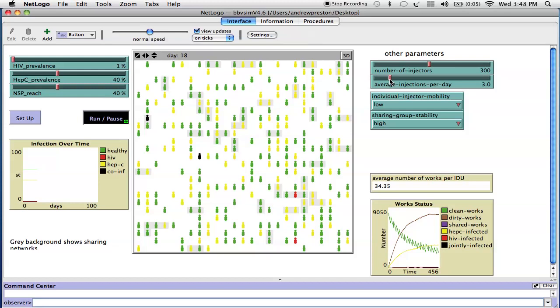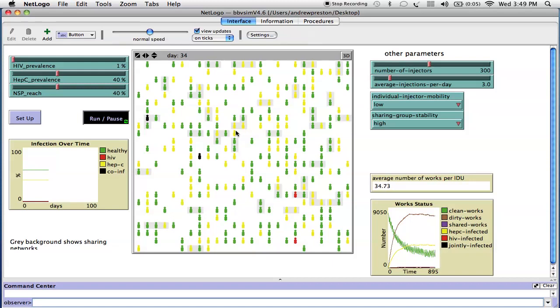So when an injector decides to inject, they would choose first to use a new clean sterile syringe that they have in their possession. If they don't have a clean sterile syringe in their possession, they would use a used syringe that was theirs. But if they don't have any syringes in their possession, they would turn to one of the people around them, somebody in their sharing network, and borrow their syringe. And again, if that person has a clean new sterile syringe, they will take that. But if they have a used syringe, they would use a used syringe.